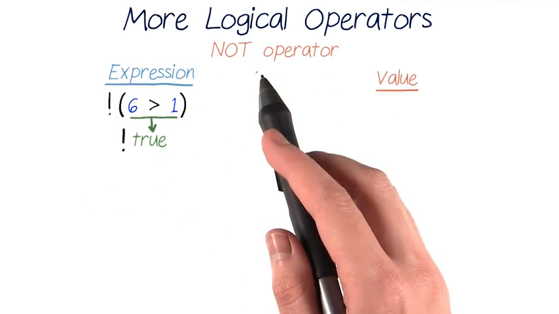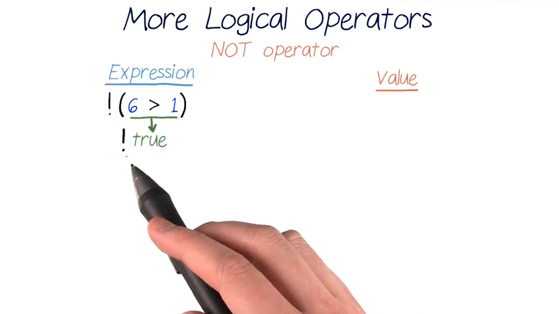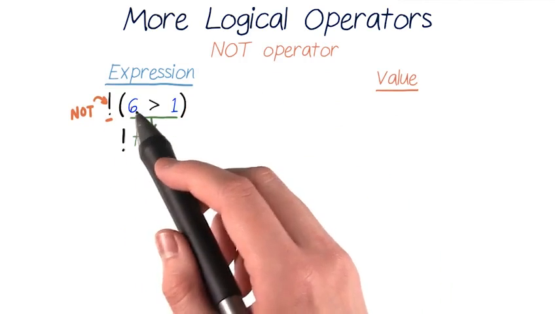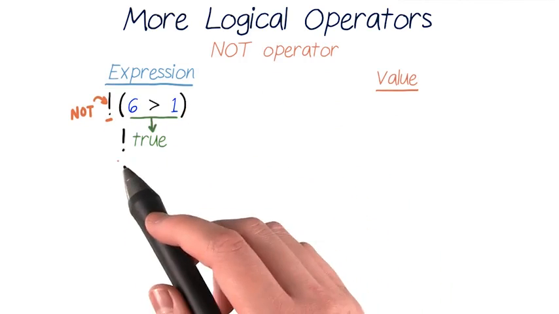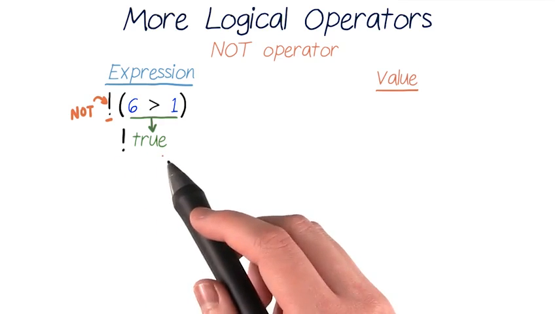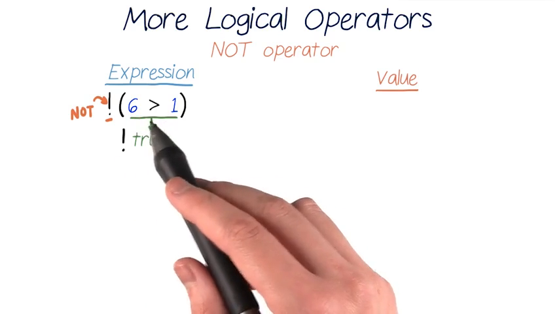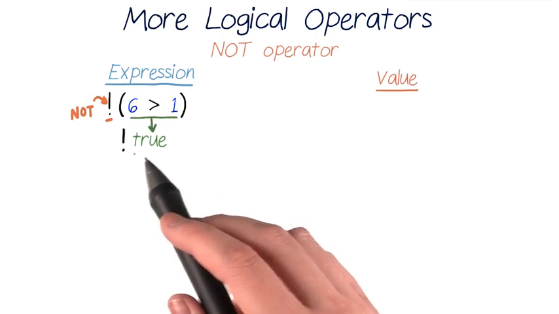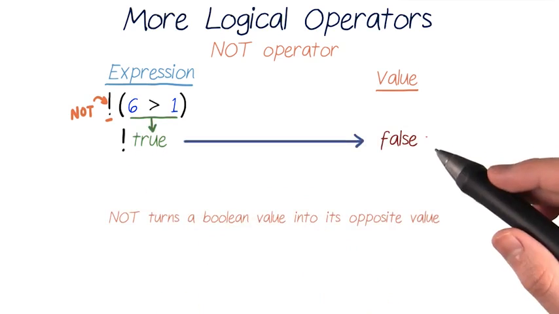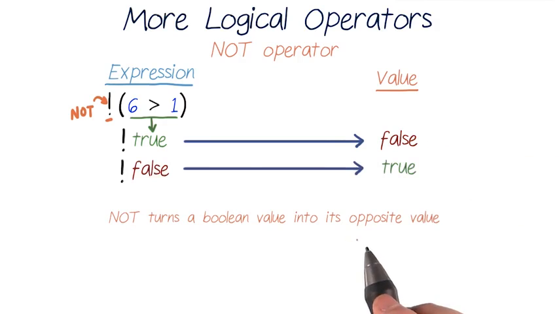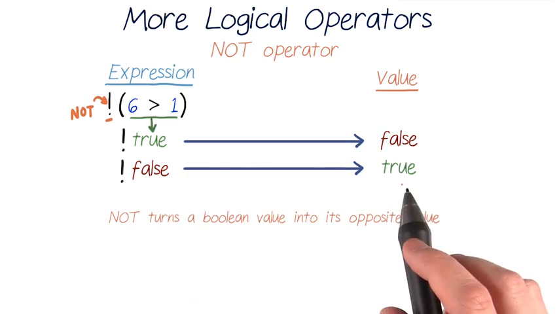Let's take the not operator, which is an exclamation point, as an example. The code not 6 greater than 1 is the equivalent of this code, not true, because the expression 6 greater than 1 evaluates to the Boolean value of true. And both expressions evaluate to false because the not operator turns whatever Boolean value it operates on into its opposite value. So not true becomes false, and not false becomes true.